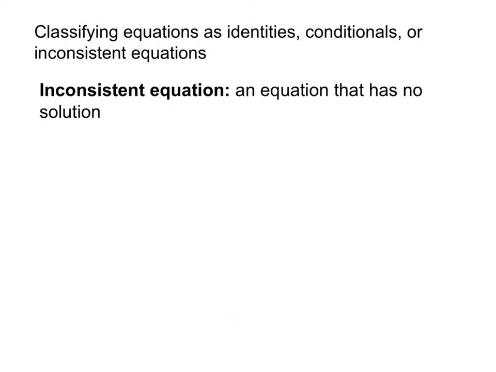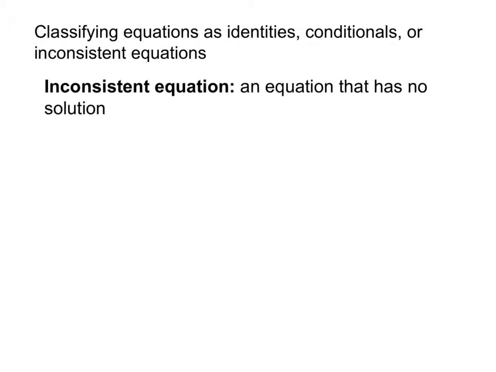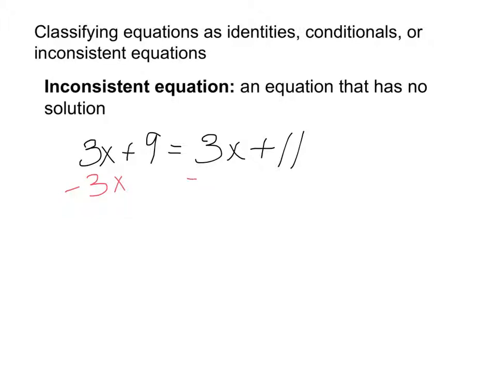The last type of equation that we have is an inconsistent equation. These are equations that have no solutions. For example, if we looked at something like 3x plus 9 equal to 3x plus 11. If we went to solve this, we would start by subtracting 3x from each side, and we would have 9 equals 11, which we know is not true.